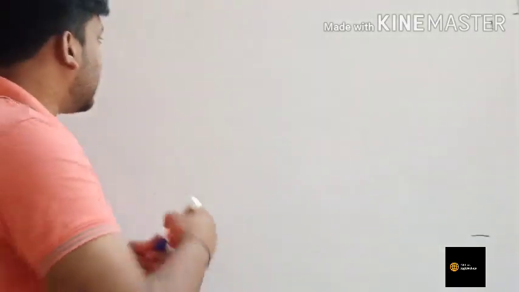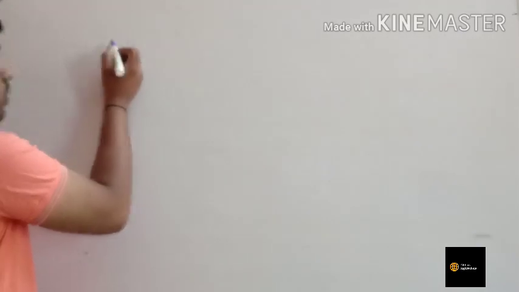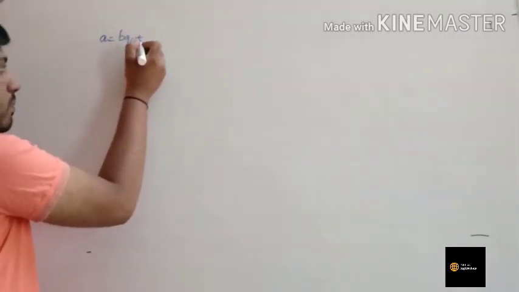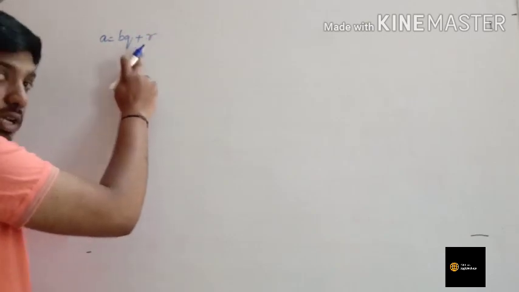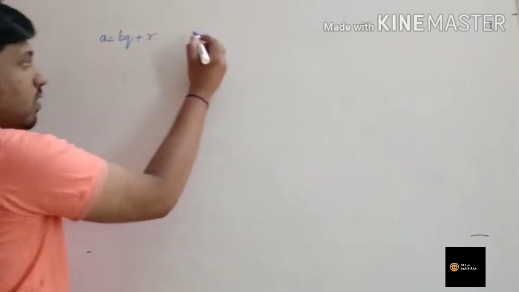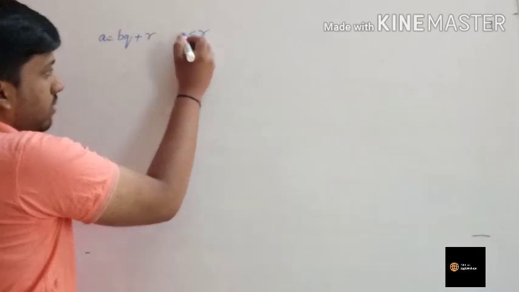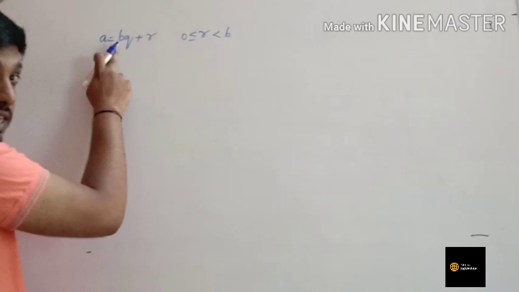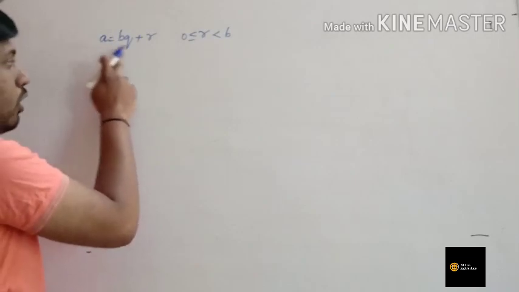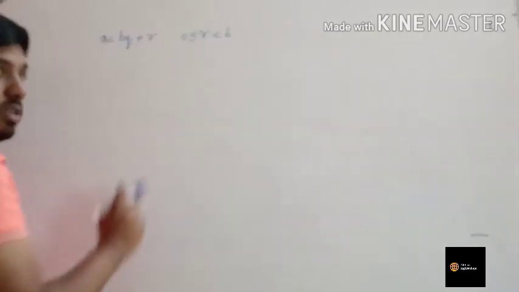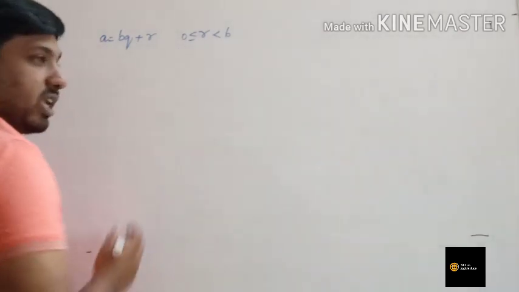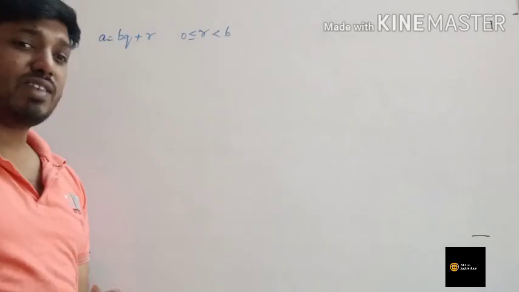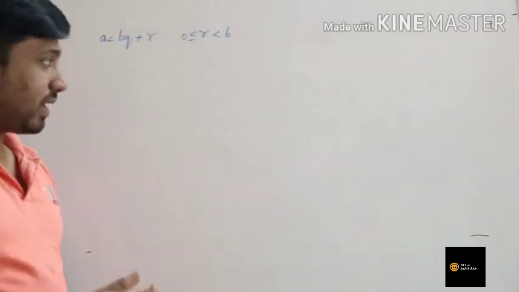Now we'll go with a simple thing. As we know, a is equal to bq plus r is the Euclid's division lemma, where r will be between 0 and b. So b is the divisor, a is the dividend, q is the quotient and r is the remainder. We know this. This particular Euclid's lemma we use in various aspects of mathematics.